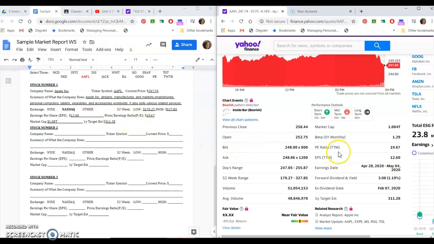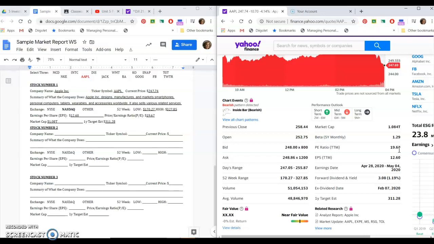The next thing you would want to take a look at is the price to earnings ratio, which is also known as PE ratio. That's going to be $19.67 for Apple. The price to earnings ratio gives investors an idea of the company's current share price in relation to its earnings per share. The higher the PE ratio could mean that the stock is overvalued in relation to its profits or its earnings.